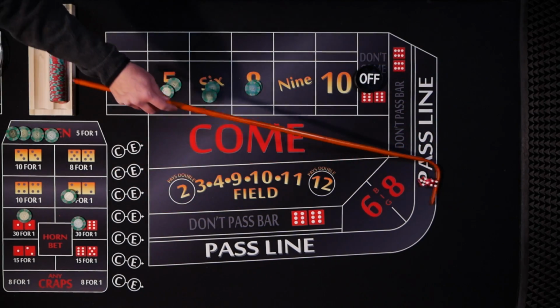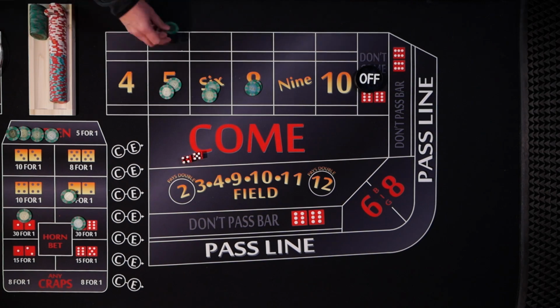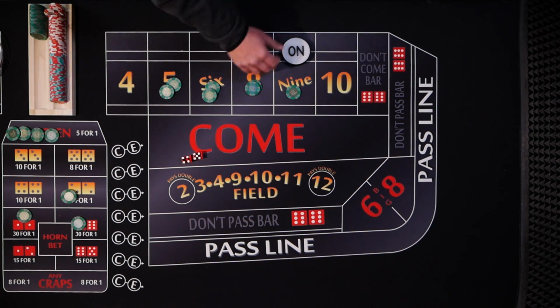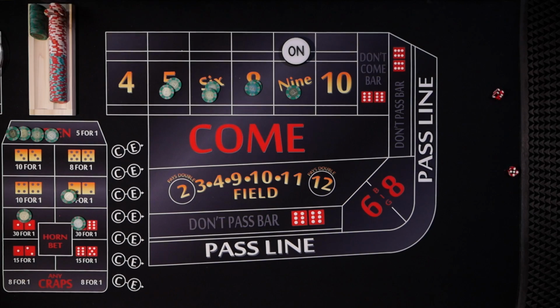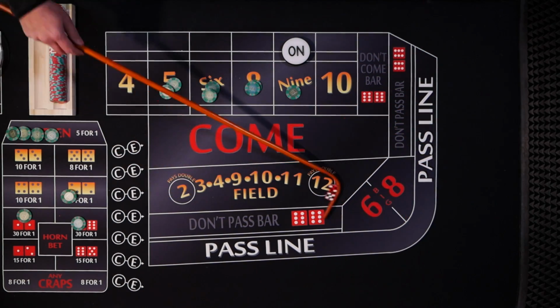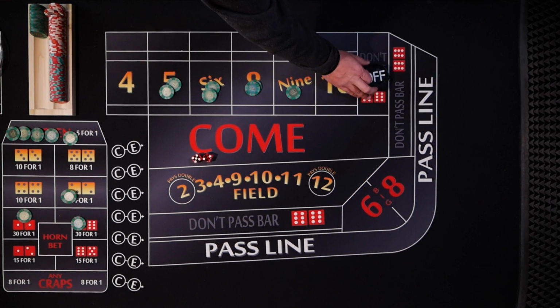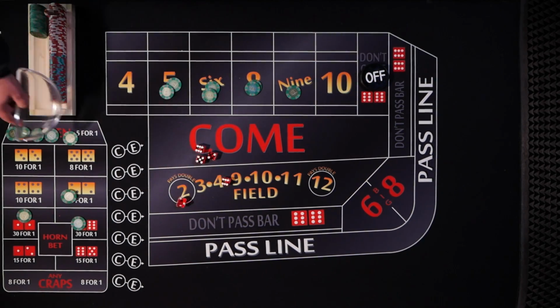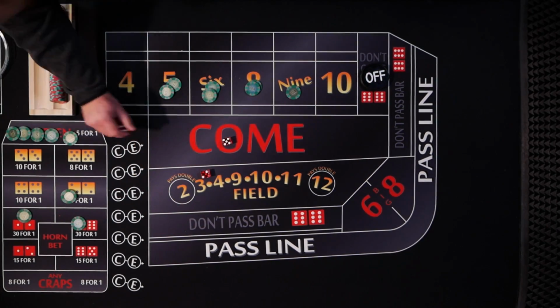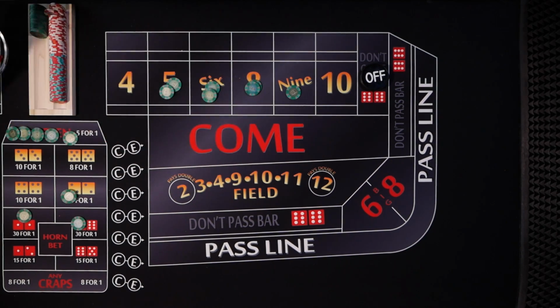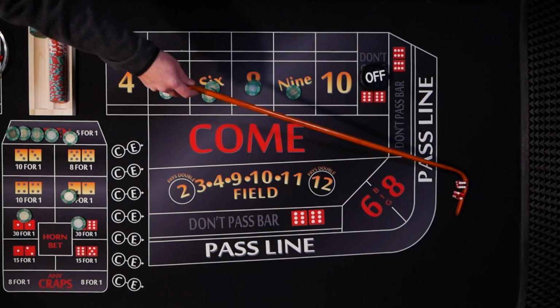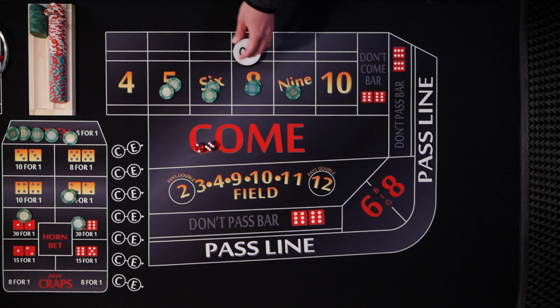And there's a 9. So that's going to be our point. Here we go. 7. Okay, point 7. That happens. Puck comes off. Dump the bowl. We got a new shooter. Here we go, coming out. And we got an 8. Point's going to be 8.